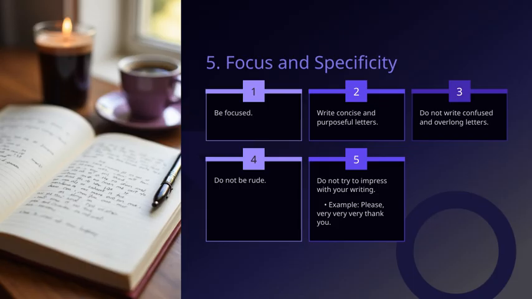Third, when writing letters or messages, keep them concise and purposeful. There's no need to try to impress with overly complicated or lengthy sentences. For example, instead of saying, please, very, very, very thank you, just say thank you. Fourth, avoid confusing or overlong letters that can make your message unclear or hard to understand. By following these points, you'll communicate more effectively and ensure your message is clear and respectful. This focus on clarity and purpose really ties into the overall idea of good communication we've been discussing.